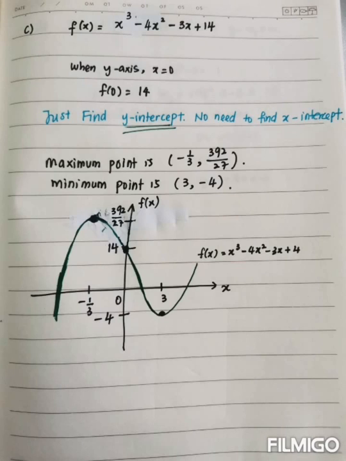Okay, to draw the graph, you don't have to draw a cubic graph, you don't have to find the y-intercept. You just need to find the x-intercept. You got all the maximum minimum points from part A and B, so combine them, you will get this graph.